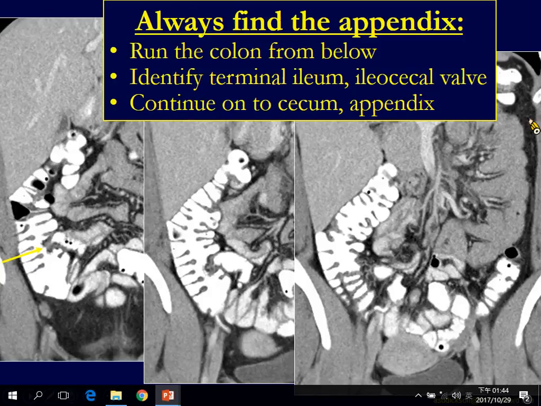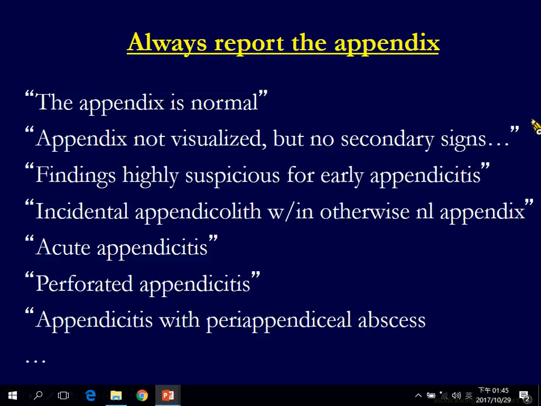And the way I like to do this is always run the colon from below, come down the ascending colon, find the ileocecal valve, which often contains some fat within the lips of the ileocecal valve, continue south to get to the cecum, and find that appendix there and there. Always report the appendix, particularly on ED cases.